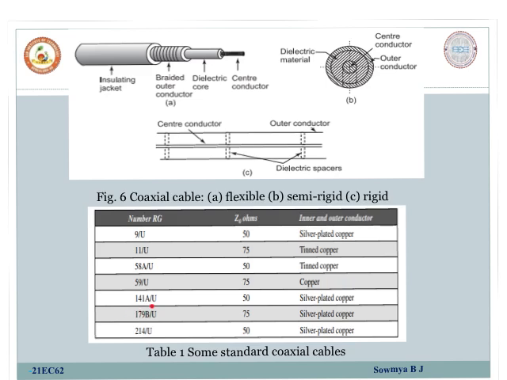For 141 A bar U, the Z0 is 50 ohms, inner and outer conductor are silver plated copper. Next is 179 B bar U, Z0 is 75 ohms and inner and outer conductor are silver plated copper. 214 bar U, Z0 is 50 ohms, inner and outer conductor is silver plated copper.